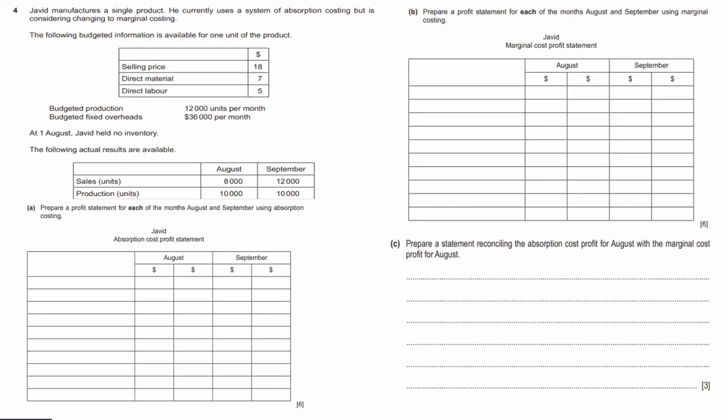So we are doing a sum which is a combination of absorption costing and marginal costing. October, November 23, paper 21. Are you with me? Yeah. Okay, can you read the question?